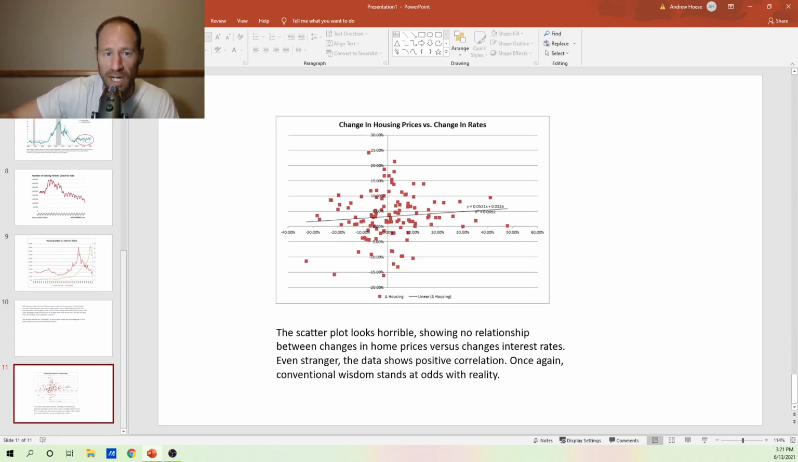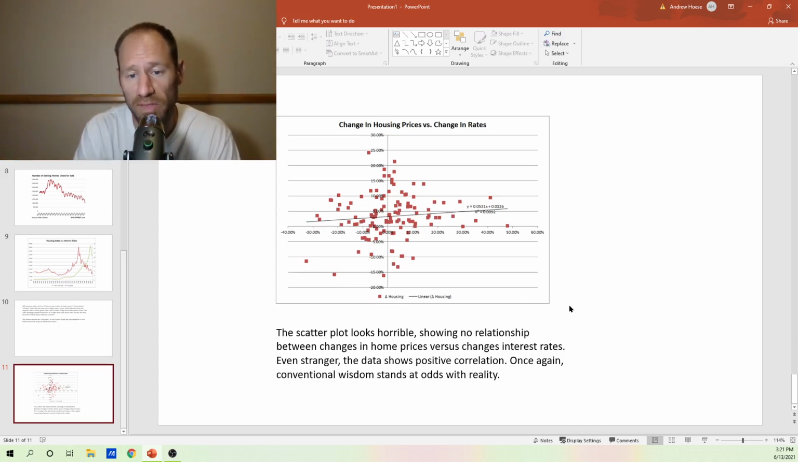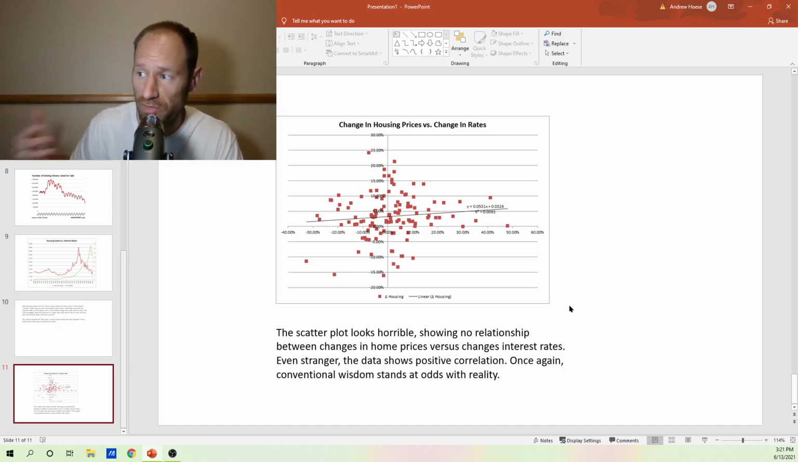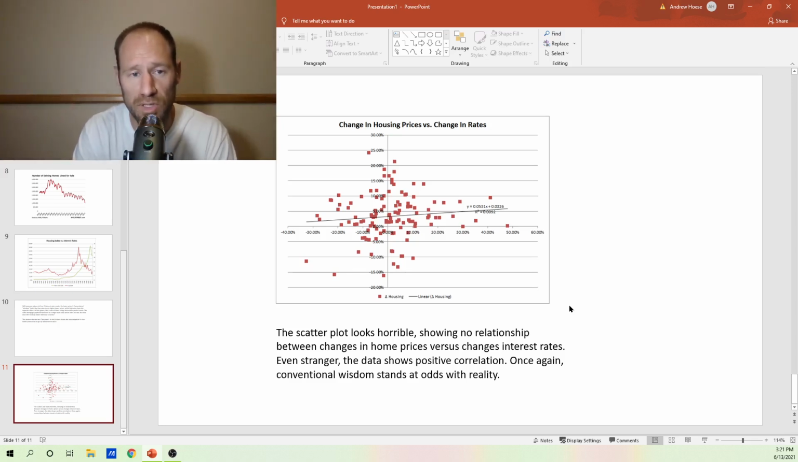Here's the data, all right? Here, let me get a little bit bigger. So this is the change in house prices versus change in rates. And you can see that it's kind of just scattered all over. But it has a positive correlation moving slightly higher, which means that home prices prefer an environment that has increasing interest rates. And you'd say, why is that? Because under an inflationary environment in an expansion phase of real estate, home prices go up, as does interest rates.